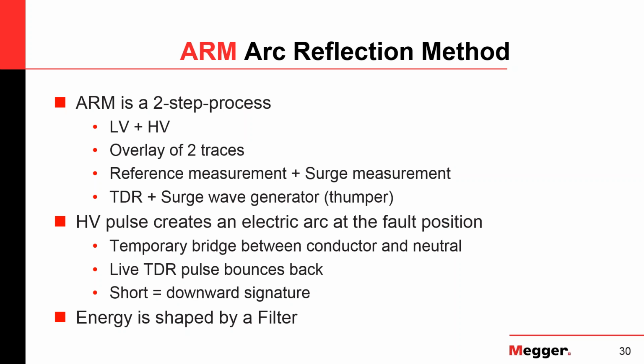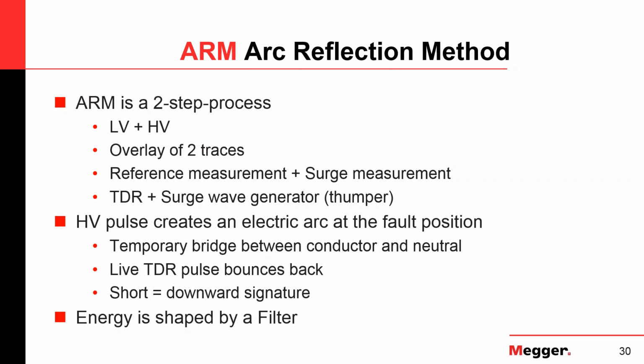The first trace is the low voltage trace purely from the TDR, from the radar, and then you discharge your high voltage source into the cable and you record a measurement of that, and you overlay those two, and the point where the two traces are deviating, this is the location of your fault.